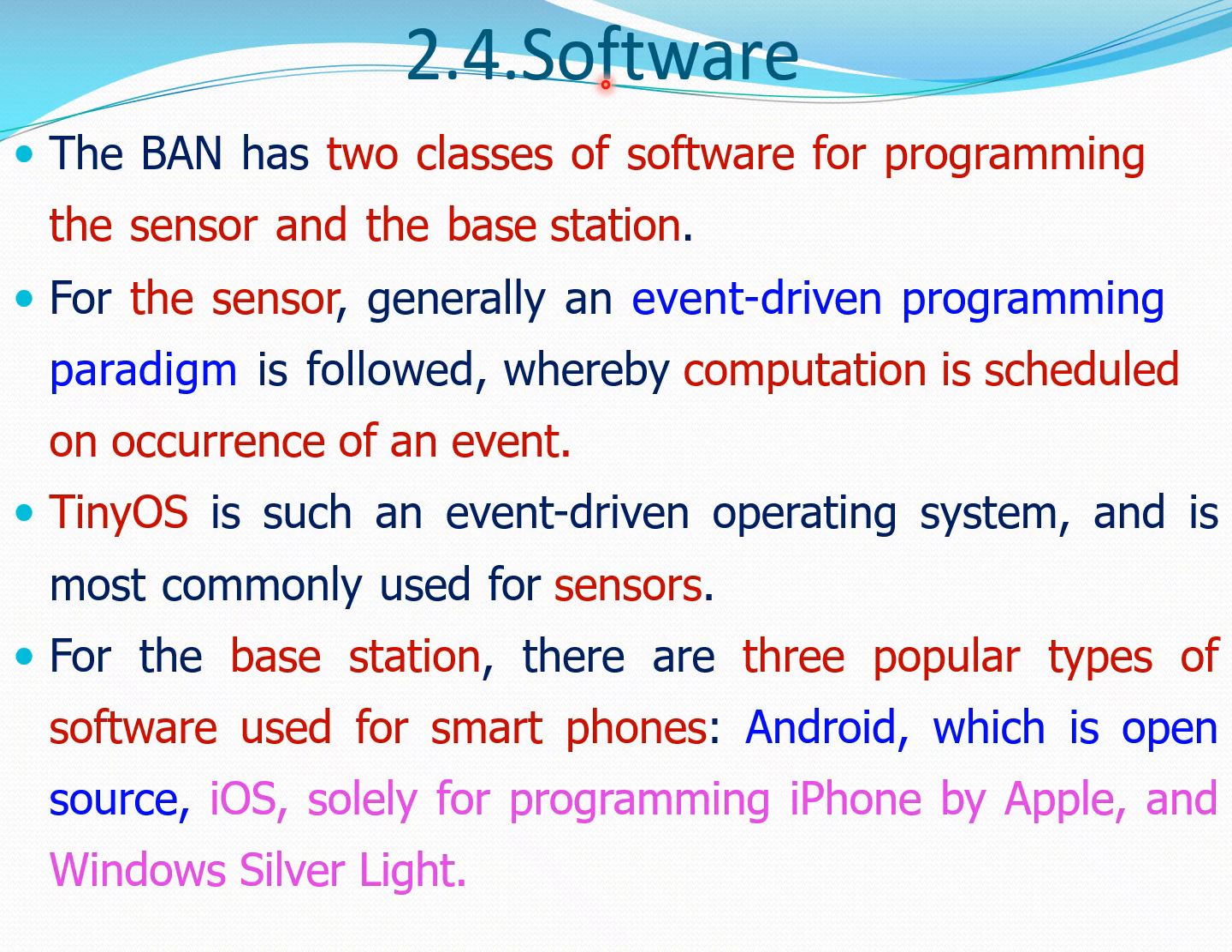Now coming on to software, the BAN has two classes of software for programming the sensor and the base station. For sensor, it is event-driven paradigm, whereby computation is scheduled on occurrence of an event. TinyOS is an event-driven operating system and is most commonly used for sensors. For the base station, there are three popular types of software used for smartphones: Android, which is open source; iOS for iPhone by Apple; and Windows Silverlight.